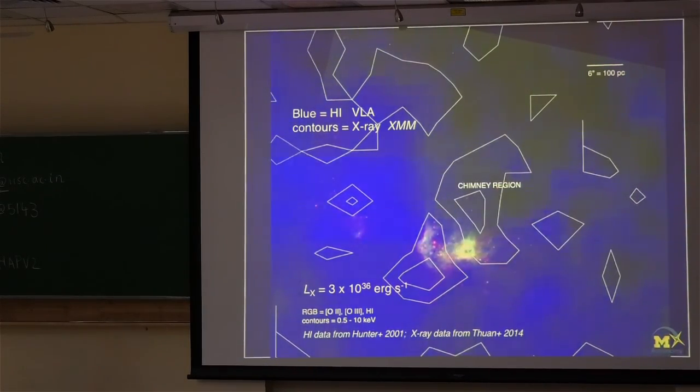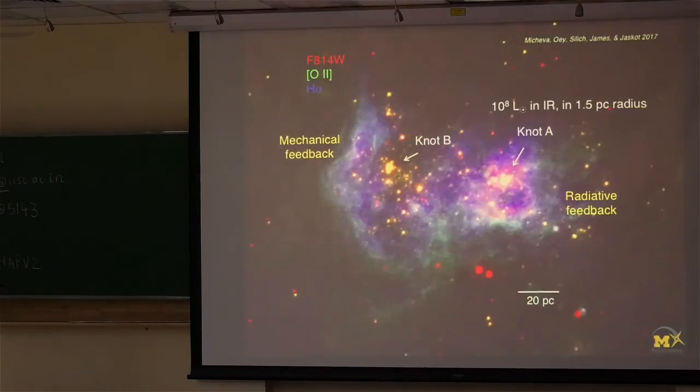So if we back off from this a little bit, the blue here that you see is the neutral hydrogen column density. And you can see a gap in here. So it's just like a classical chimney. The white contours show you the X-ray emission from this object as observed by XMM. So we see signatures of classical mechanical feedback. Okay. If we zoom into this object, we can see that there are 2 superstar clusters, B and A.